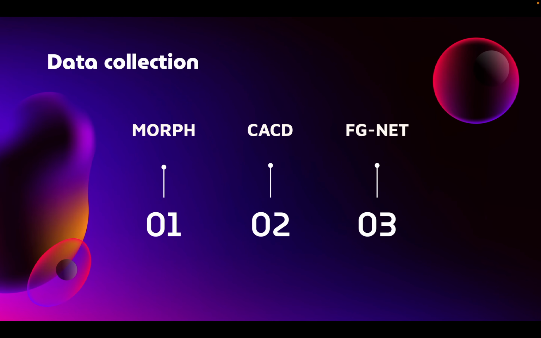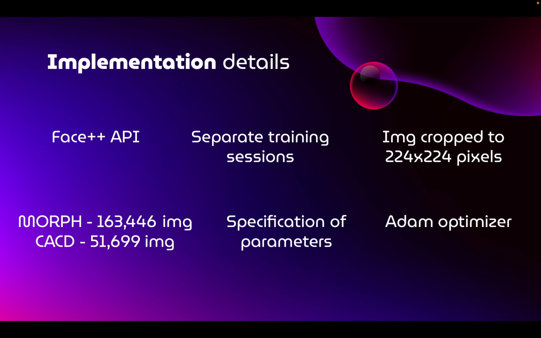During the data collection phase, they used the MORPH mugshot dataset and the cross-age celebrity dataset, or CACD, for training GANs. Additionally, the FGNet dataset was also adopted for testing to ensure fair comparison. And on this slide, we can see some of the implementation details. Faces were aligned using eye locations provided by datasets or detected by the Face++ API.